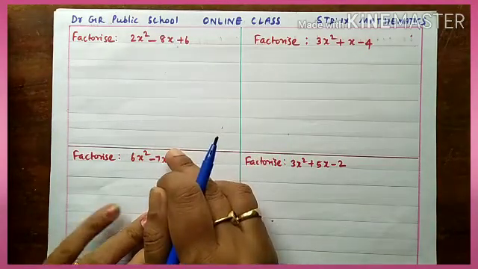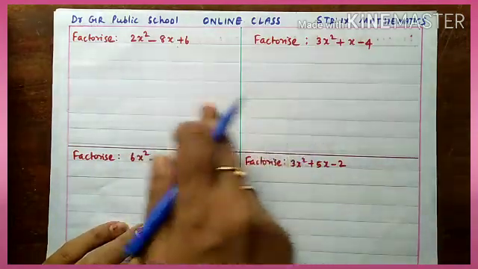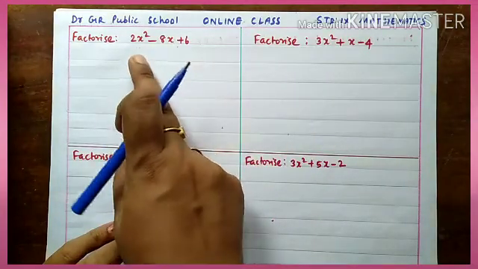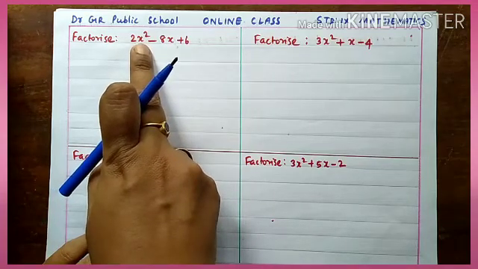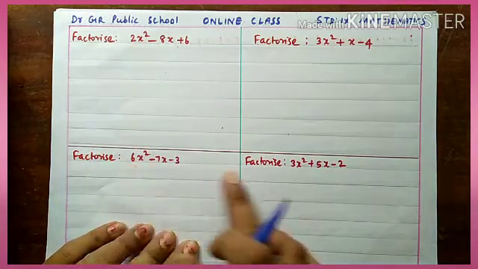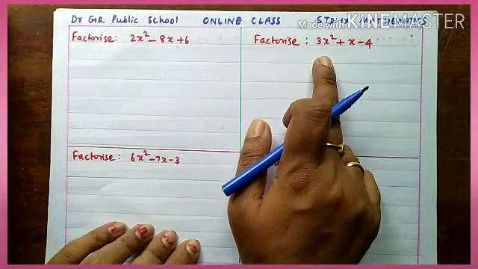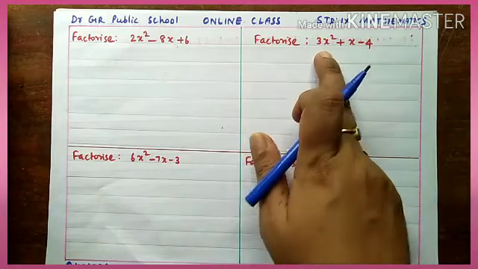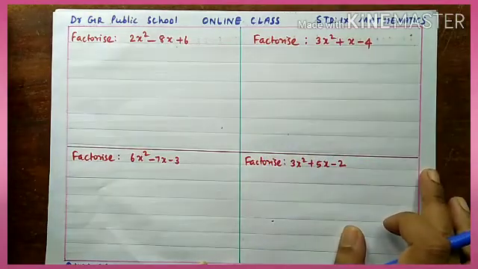You see children, unlike the previous problems, I have written 4 questions here. In all these 4 questions, you check the coefficient of x square. In all these questions, the coefficient of x square is some number. Here the coefficient of x square is 2, here it is 6, here it is 3, here it is 3. So when the coefficient of x square is equal to 1, there is no problem, as we did in the previous questions.